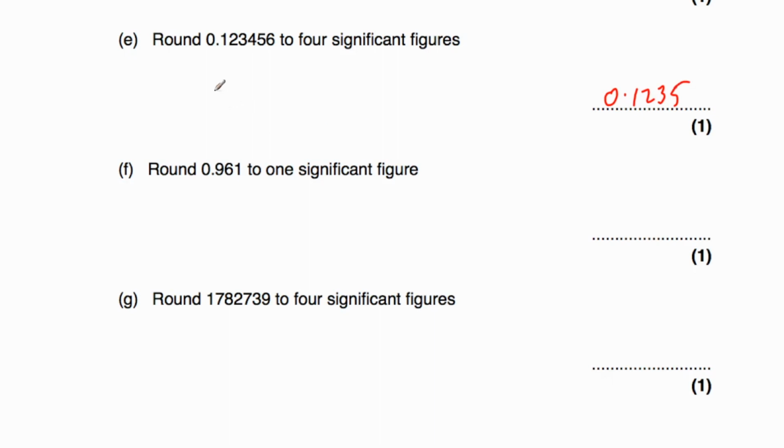So it's going to be 0.1235. And again, we could have done 0.123456. We could put a dash after our fourth significant figure, ignore the 0 point, so it's going to be there. And our fifth significant figure is a 5, so we round up. So our answer is 0.1235.